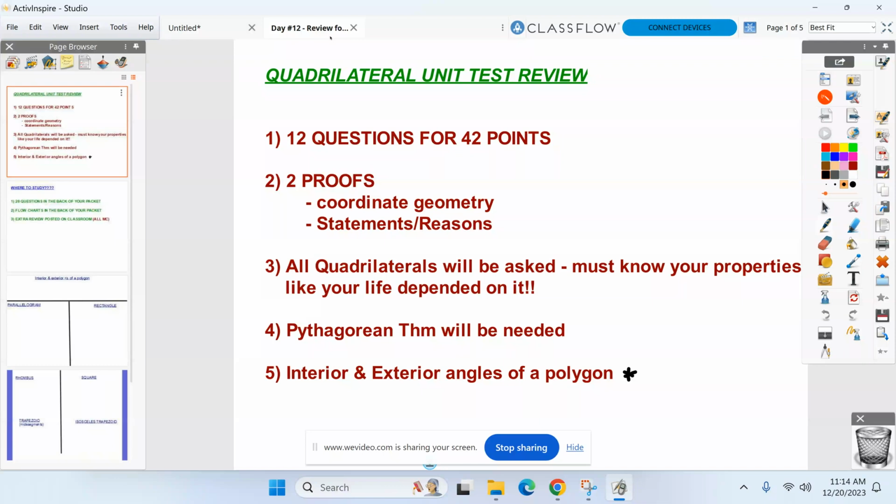But I will guarantee this. I will ask at least 1 question on all the quadrilaterals. Okay? I will at least ask 1, if not more, on all the quadrilaterals. You're going to need Pythag. Eventually, one of the questions or more, you're going to need Pythag. And I just have a reminder here that, yes, this unit's been on quadrilaterals, but day 1 was not. That's on your interior, exterior angles.